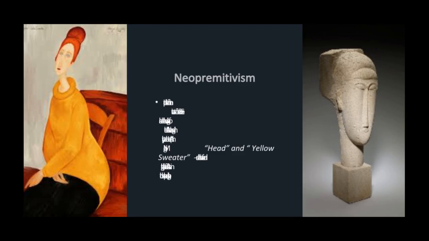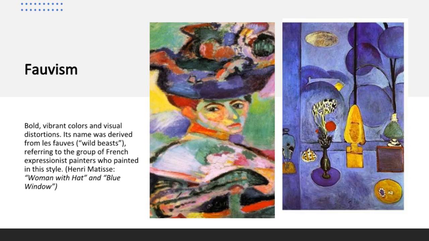Neoprimitivism. Incorporated elements from the native arts of the South Sea Islanders and the wood carvings of the African tribes that surged in popularity at that time. Amedeo Modigliani, Head and Yellow Sweater. Used the oval faces and elongated shapes of African art in both his sculptures and paintings. Fauvism. Bold, vibrant colors and visual distortions. Its name was derived from Les Fauves, wild beasts, referring to the group of French expressionist painters who painted in this style.